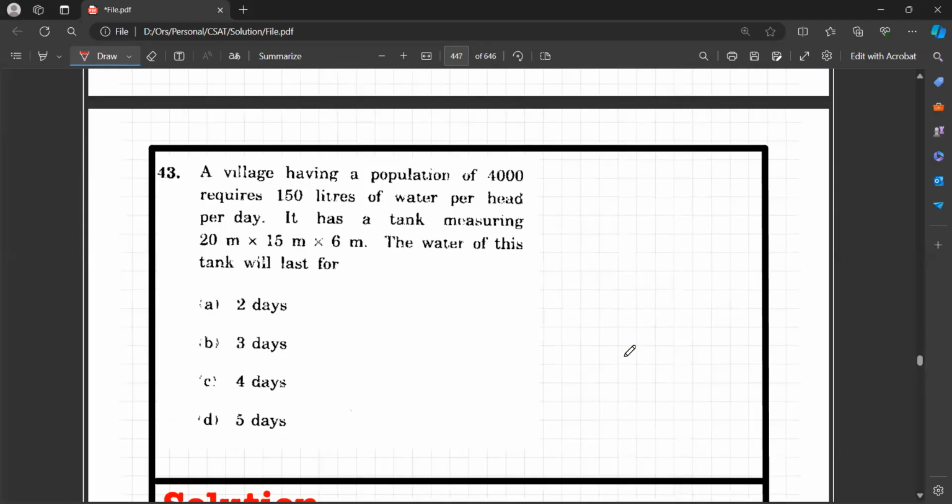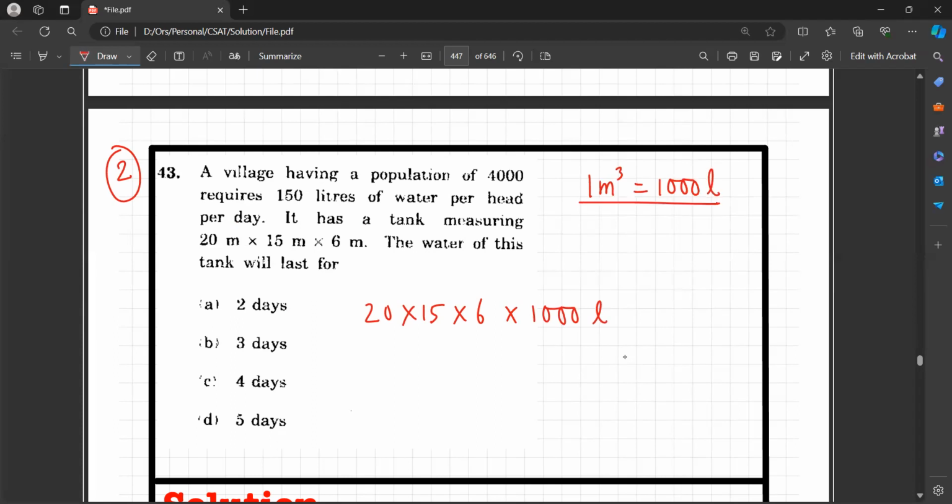Coming to question number 2. A village having a population of 4,000 requires 150 liters of water per head per day. It has a tank measuring 20 into 15 into 6, which is the volume in meter cube. 1 meter cube equals how many liters? 1000 liters. We need to remember this fact. 1 meter cube equals 1000 liters.